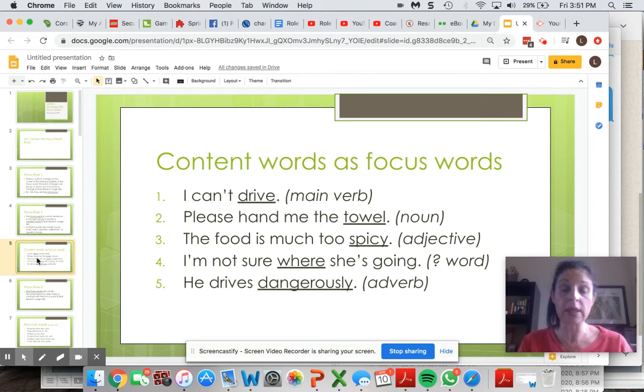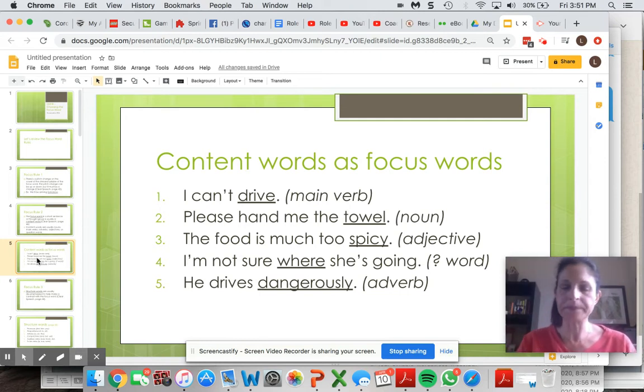Number 3, spicy is an adjective. Remember, adjectives describe nouns. The food is much too spicy. Spicy has 2 syllables. The stress is on the first syllable. So I made the vowel long and clear, and my pitch went up and down. The food is much too spicy.